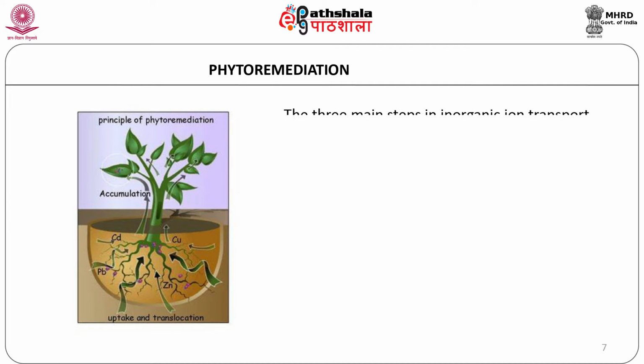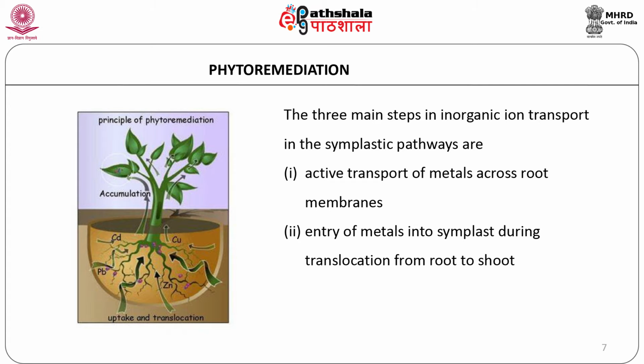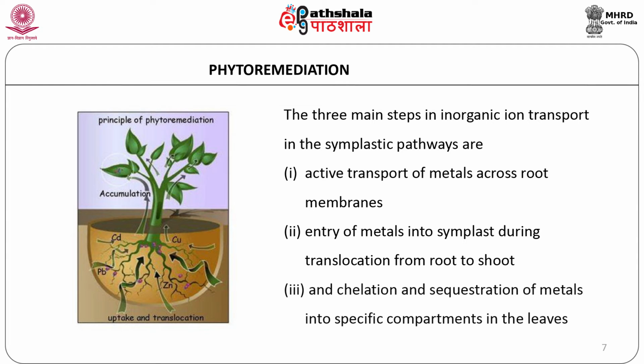Phytoremediation. The three main steps in inorganic ion transport in the simplest pathways are active transport of metals across root membranes, entry of metals into symplast during translocation from root to shoot, and chelation and sequestration of metals into specific compartments in the leaves. Phytoremediation, the use of plants to remove or degrade contamination from soils and surface waters, has been proposed as a cheap, sustainable, effective and environmentally friendly alternative to conventional remediation technologies.